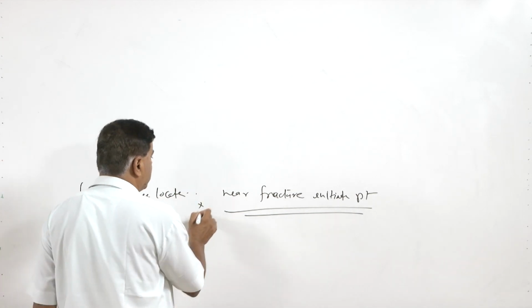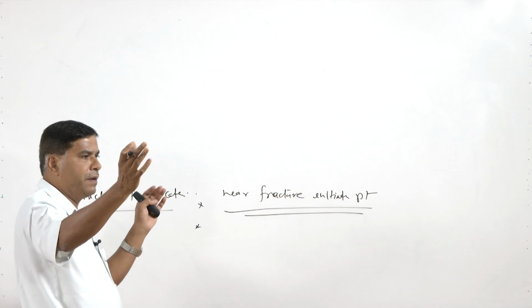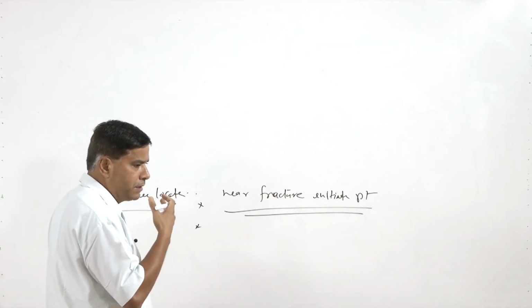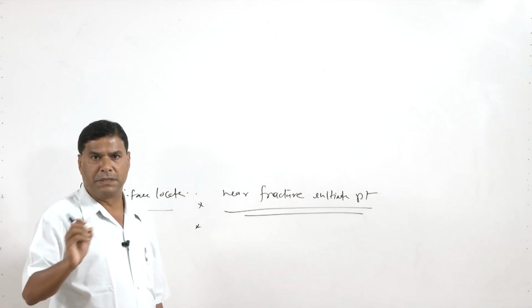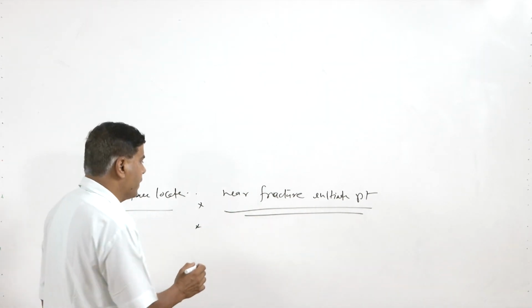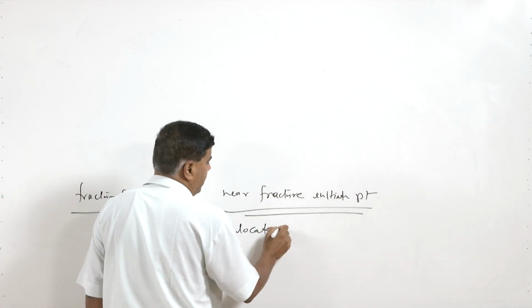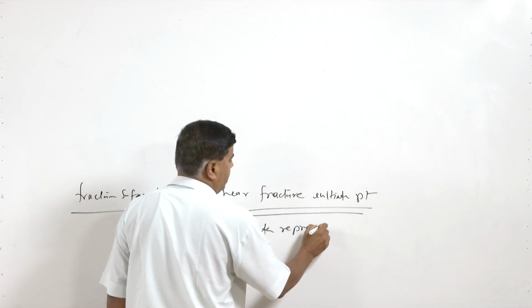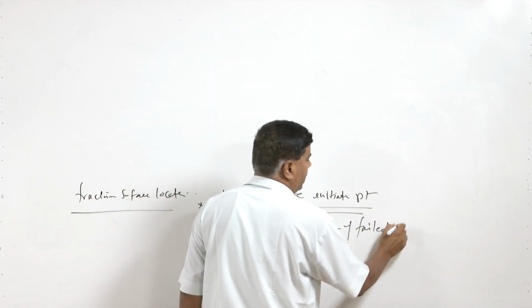Another general thing which is kept in mind in collection of the sample is, if the sample is very big, then the sample is collected in such a way that it represents the entire mass of the component which has failed. So, a representative location of the failed component.